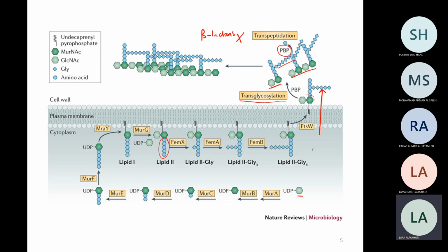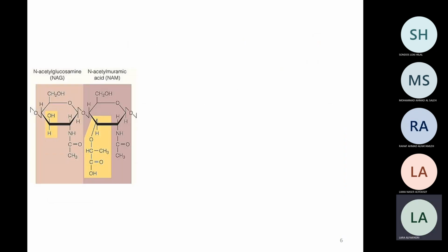And when inhibited, it means there will be no cross-linking between the peptidoglycan layers. And when this is inhibited, it means such a structure will not be very strong, and for sure eventually it will lead to lysis of bacterial cells. Okay, meaning that beta-lactams are bactericidal or bacteriostatic? Cidal for sure. Okay, let's go back now to the exact structures of the building blocks for the cell wall.